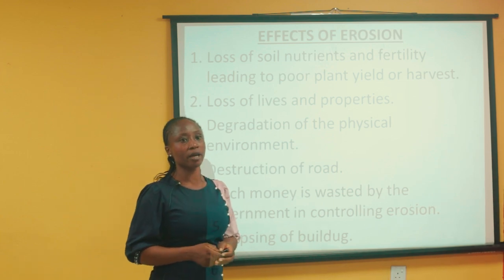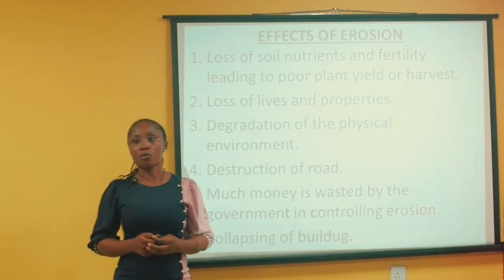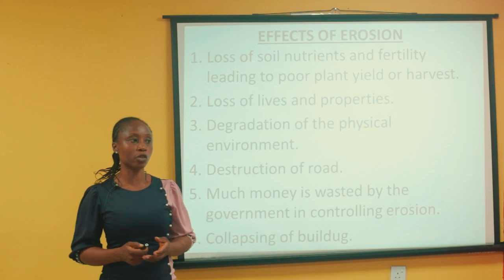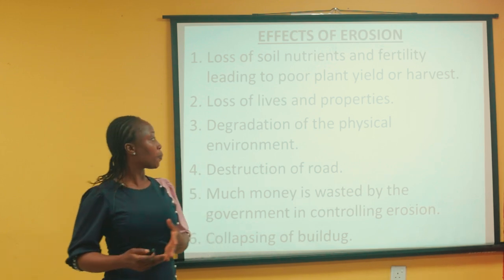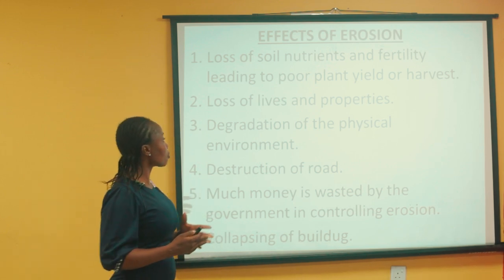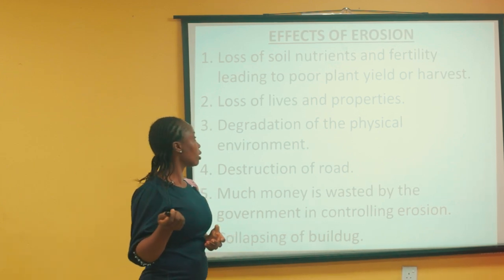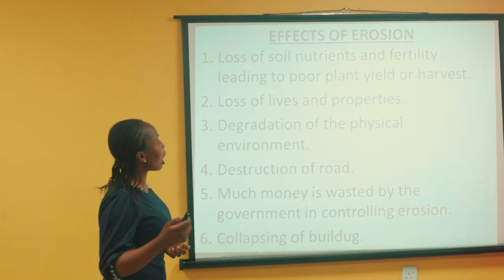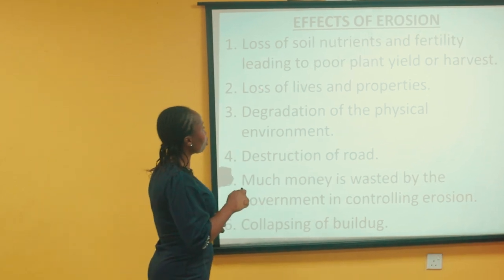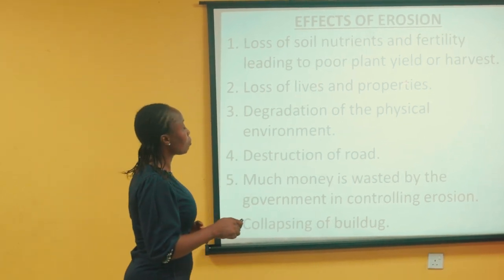We know in some areas we used to experience erosions entering into people's houses, entering into people's farmland, entering into people's property, thereby destroying them. So whenever erosion happens in a particular place, it can lead to loss of lives and properties.